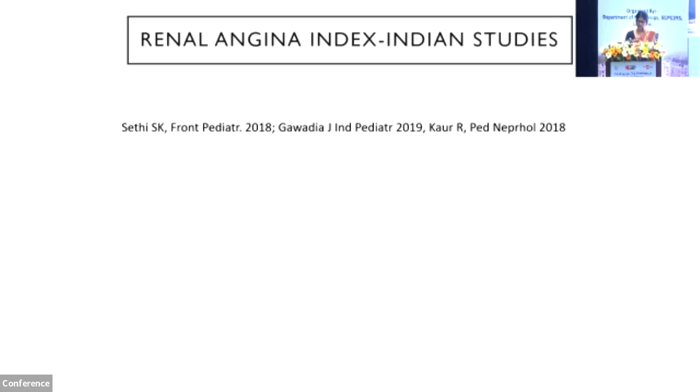A meta-analysis of 22 studies revealed better specificity of the renal angina index. I'll come to that in a bit. Before that, we have 4 studies from India, 2 from Delhi and 1 from Ludhiana, that add evidence that a renal angina index of more than 8 is a good predictor for AKI in critically ill children.